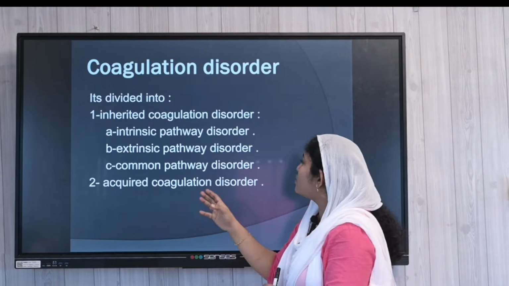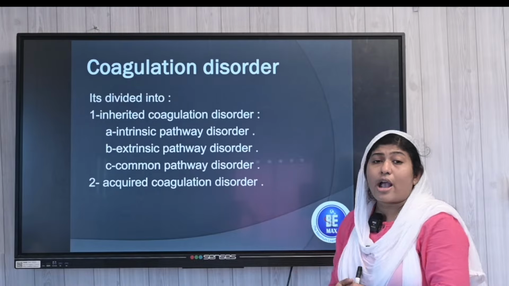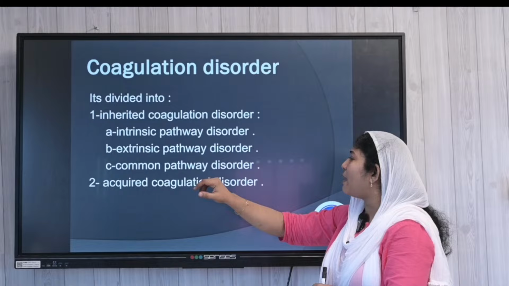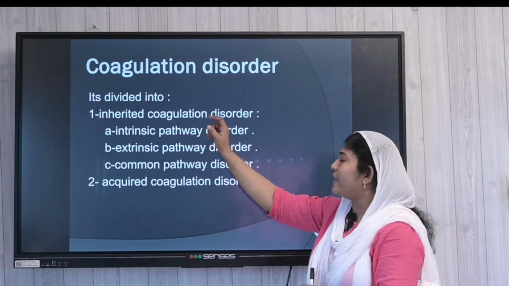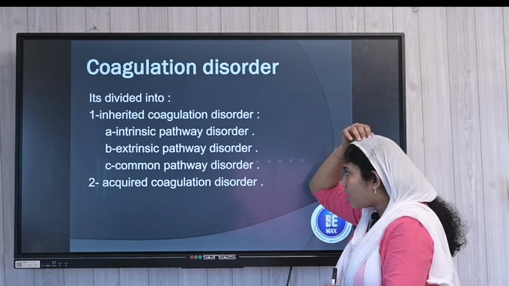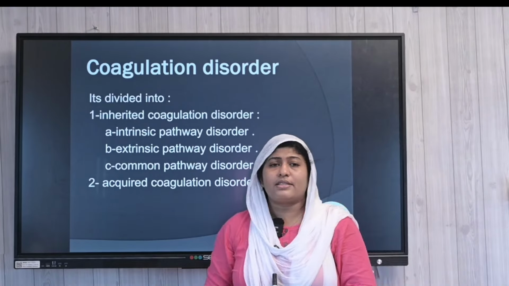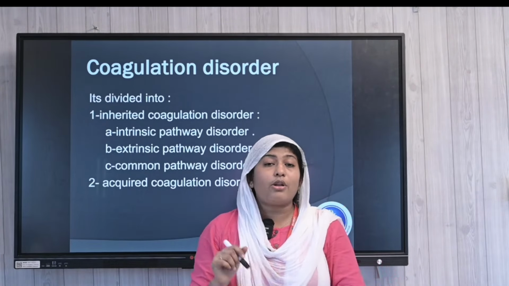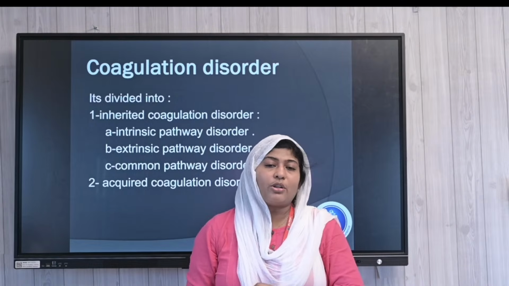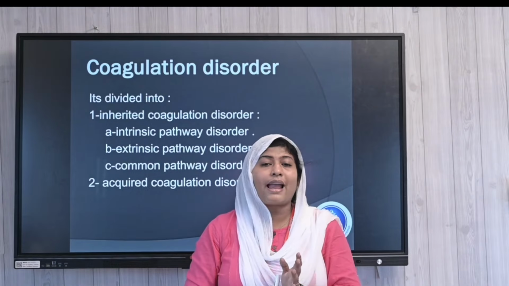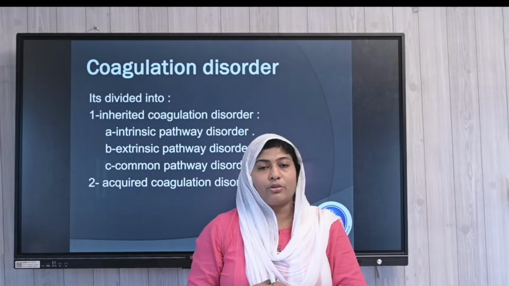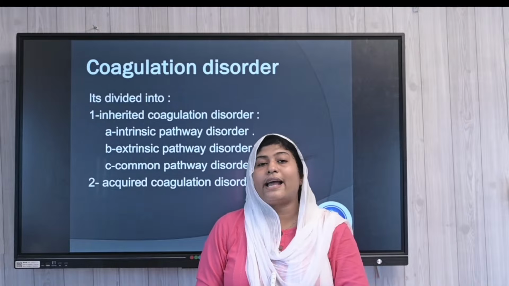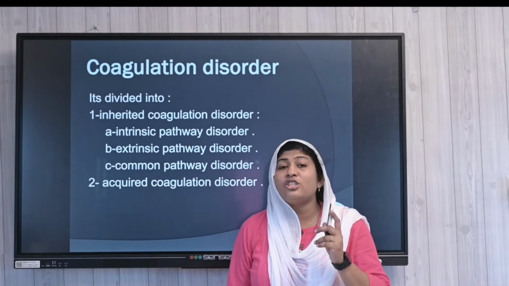Okay, so coming to the coagulation disorders. Coagulation disorders can be affected in the intrinsic pathway, extrinsic pathway, or common pathway. These conditions can be inherited, or they can be acquired later. When studying the 13 coagulation factors, you have to know the coagulation pathways very well. The coagulation pathway is divided into 3 parts: the intrinsic mechanism, the extrinsic mechanism and the common pathway. The intrinsic pathway is activated by surface contact, and the extrinsic pathway is activated by tissue contact.